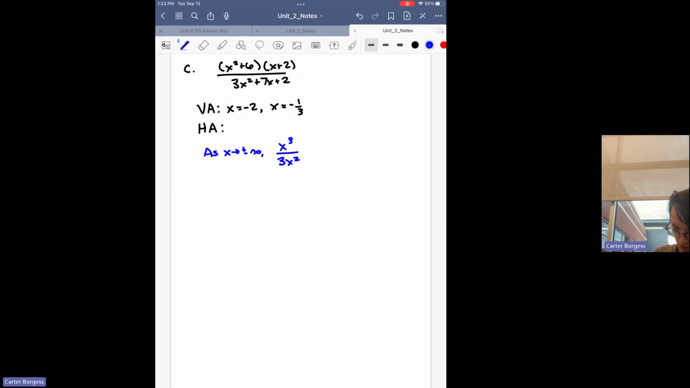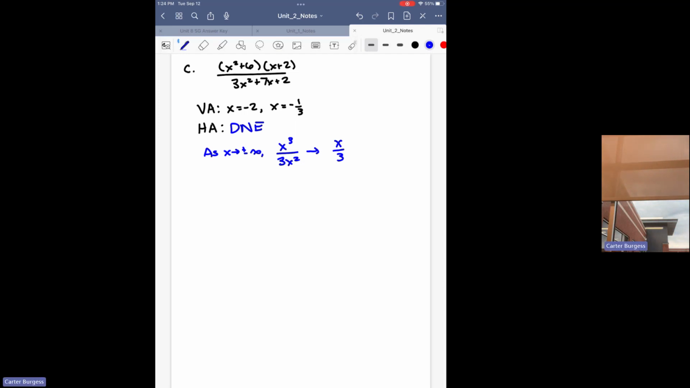Still a 3x squared. What does this simplify down to? X over 3. And again, what is happening to x here? This is as x is getting very, very large. A very large number divided by 3 is still going to be a very large number. Does this equation settle down at a particular value? It does not settle down. And so we would say that the horizontal asymptote does not exist in this case.